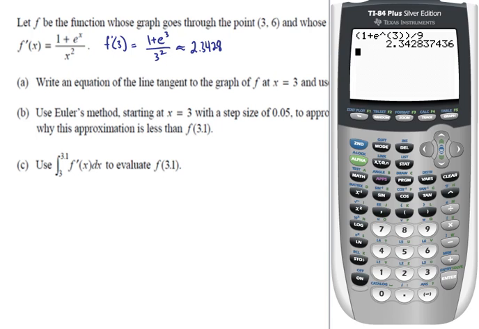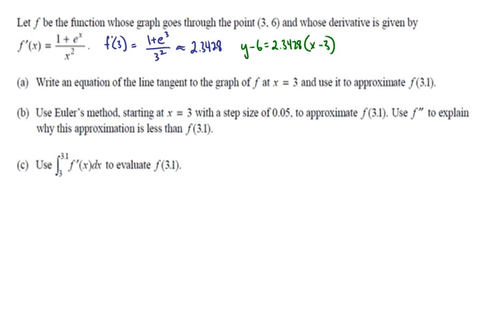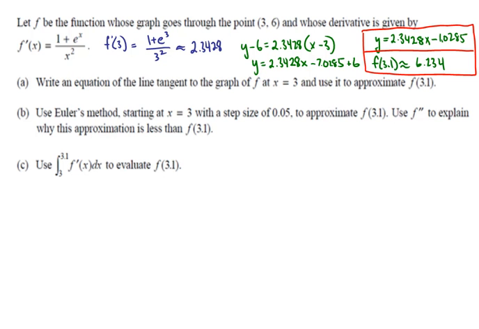We use the point-slope form to set that up, and simplifying we'll end up with y equals 2.3428x minus 1.0285. We want to use that to approximate f of 3.1, so we'll just plug in 3.1 for x there. Rounded to three decimal places, we end up with 6.234. I put a box around the two parts of that answer.